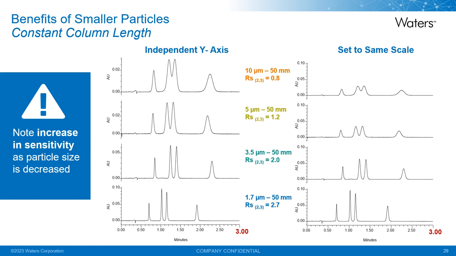On the left side, the y-axis was adjusted to make the peak heights appear the same. Note that as the particle size goes down, the resolution value goes up dramatically, as more efficiency equals more resolution. On the right side, the y-axis values are set to the same scale, and this makes the dramatic improvement in peak height and resolution much more easily seen.